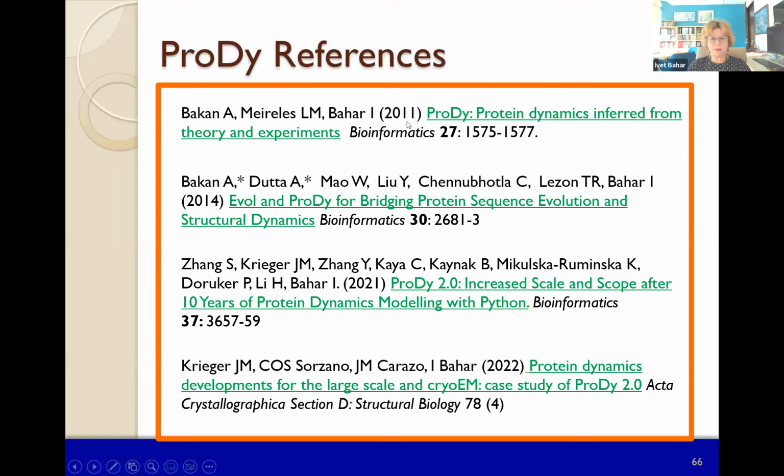This is the original ProDy paper in 2011. Then we got a 2014 version where we emphasized the sequence dependence also. And we wanted to show how sequence evolution affects structural dynamics. So we do think that sequence doesn't only define the identity of amino acid or structure, but also exerts a pressure on the dynamics, such that the amino acid sequence that's being selected should have a functional motion. Then we had a new version in 2021, and recently James wrote another review emphasizing its application to cryo-EM.